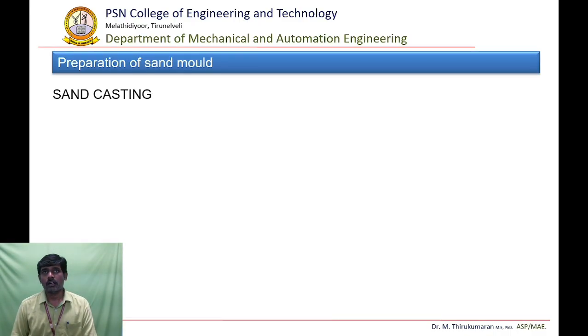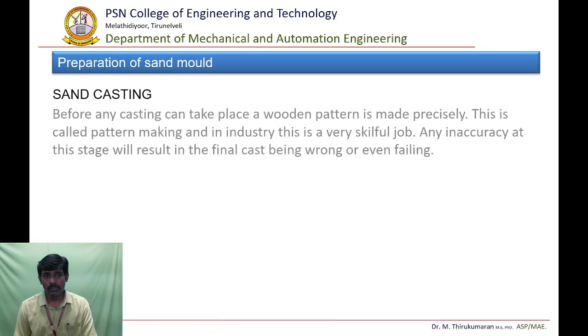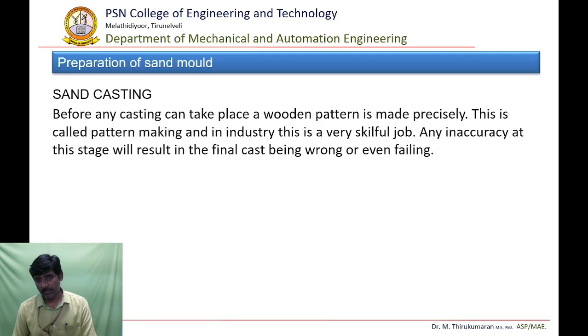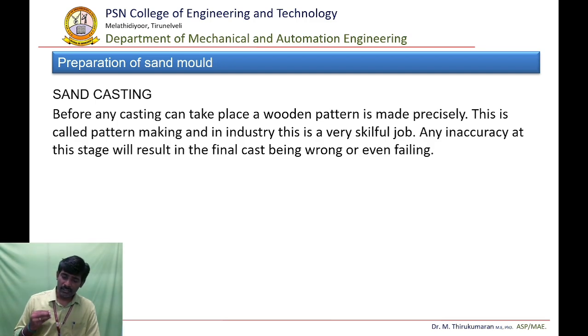Let me see how the sand mold is prepared. Initially, in the sand casting process, before any casting can take place, a wooden pattern is made precisely. This is called pattern making, and in the industry it is a very skillful job. The wooden pattern is very simple and quite cheap, and we can prepare the geometry easily. Any inaccuracy at this stage will result in the final cast being wrong or even failing.